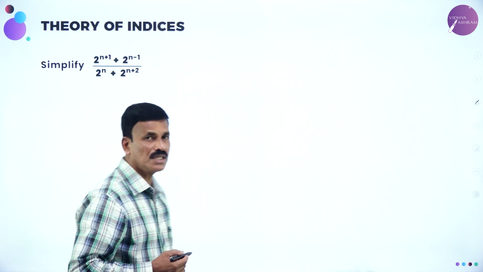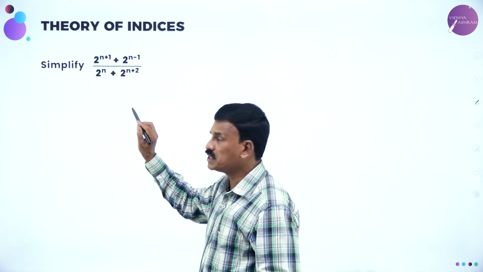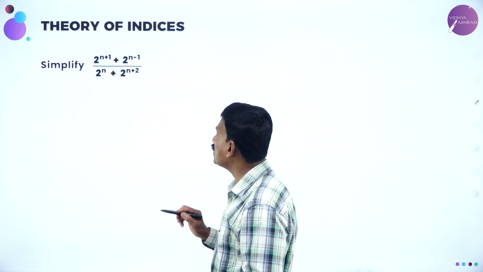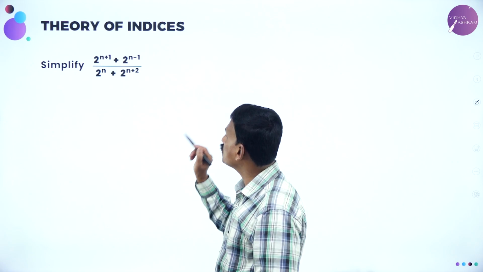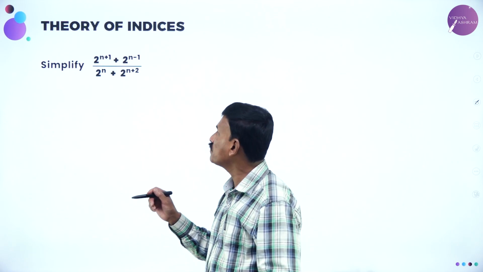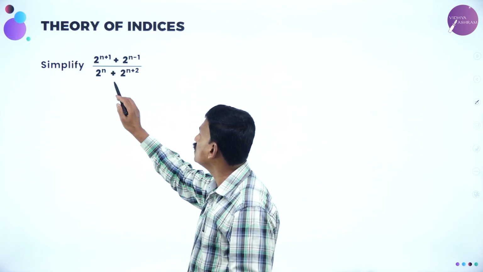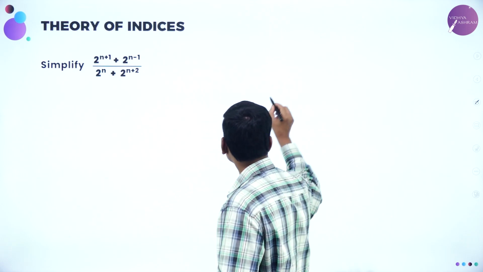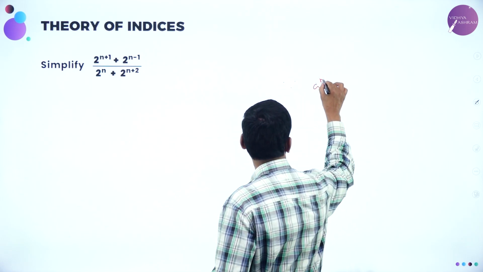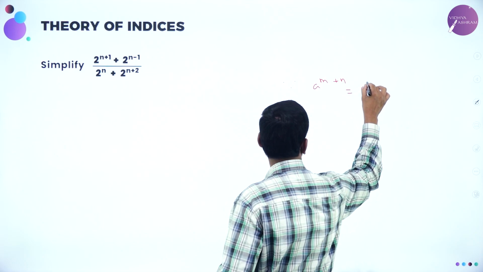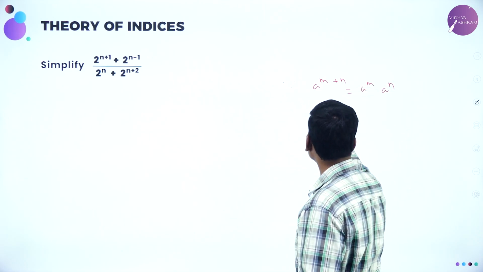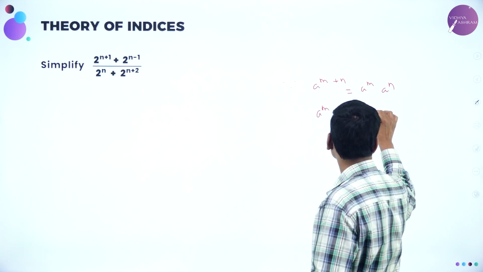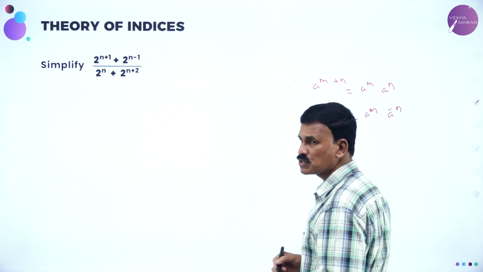Same type of problem here. Instead of into, it is plus: 2 to the power of n plus 1 plus 2 to the power of n minus 1, divided by 2 to the power of n plus 2 to the power of n plus 2. See the difference between the first and this problem. Here it is into, here it is plus. So since we know this, what is the formula? a to the power of m plus n is also equal to a to the power of m into a raised to n, or a to the power of m minus n is also equal to a power m into a raised to minus n.